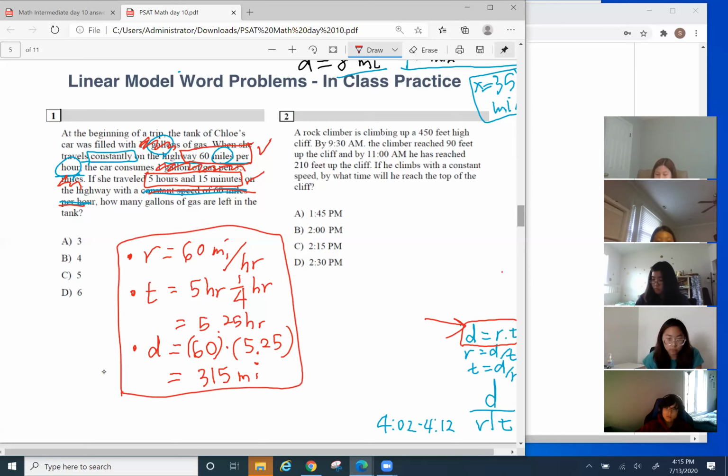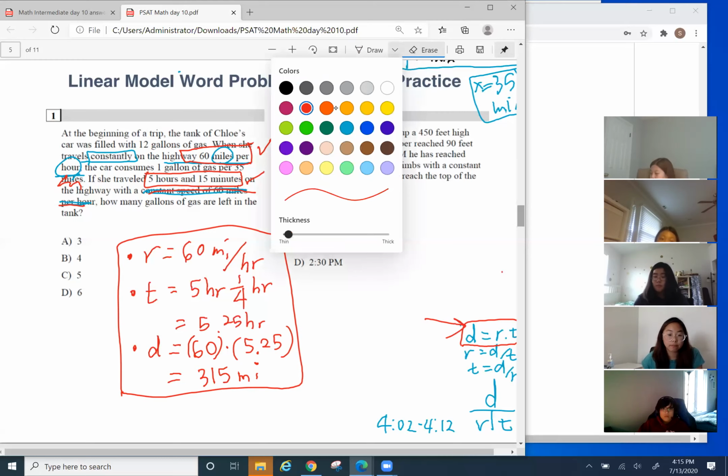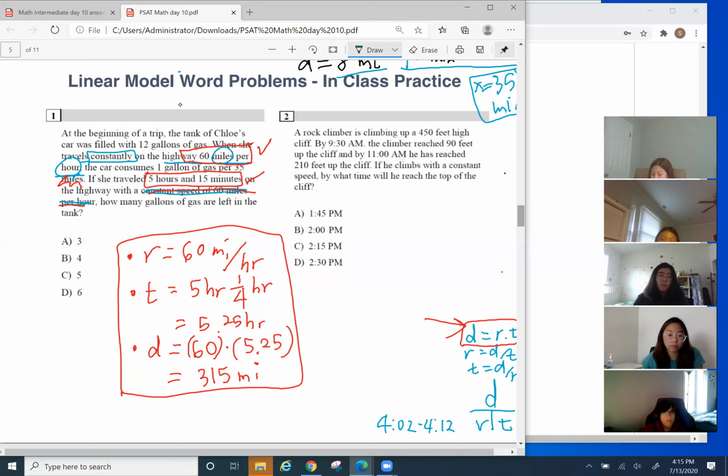Does everything make sense so far? Okay, and then we're gonna talk about gallons because the question is asking for gallons, right? So let's undo our erase part here. We need that information now. They say it was filled with 12 gallons of gas, and it takes 1 gallon of gas for 35 miles. So that gave us some rate.